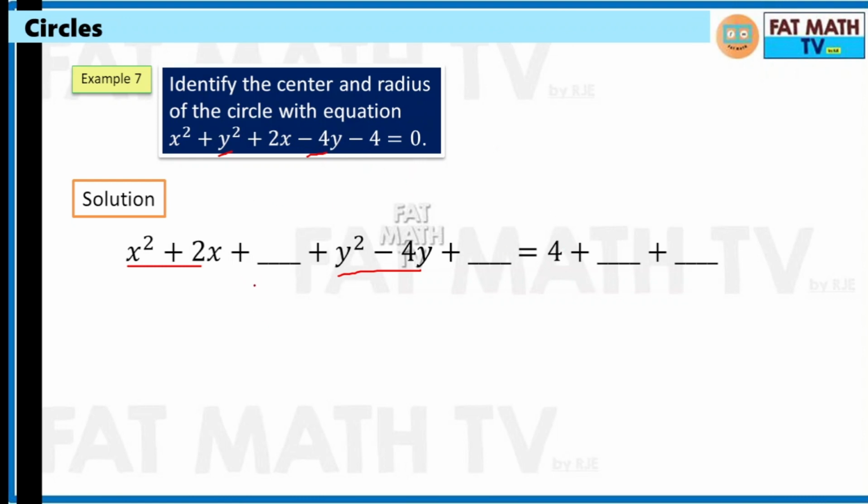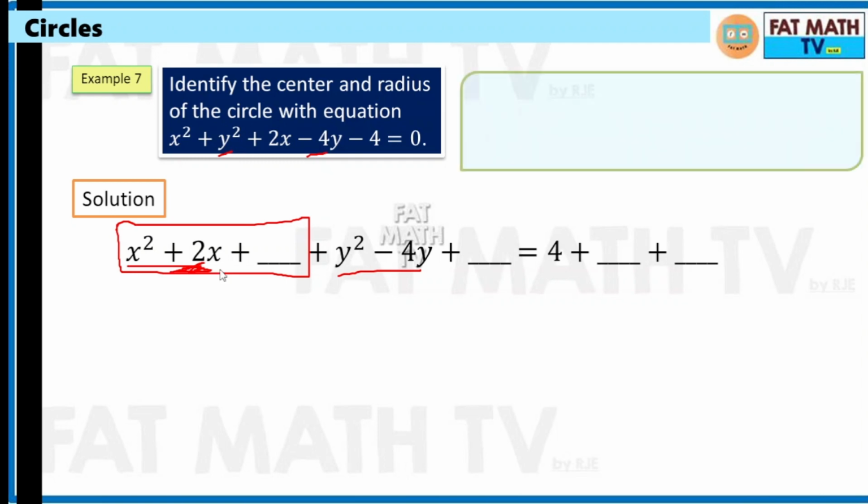And then the next step is what you call completing the square. You have to make this one a perfect square trinomial so that it can be factored as a square of a binomial. So, what are you going to add here so that it's going to be a perfect square trinomial? You have to take half of this term, half of positive 2, and then square it. So, half of positive 2 is 2 over 2. That is 1. You square 1, that is 1. So, you should add 1 here to make it a perfect square trinomial.